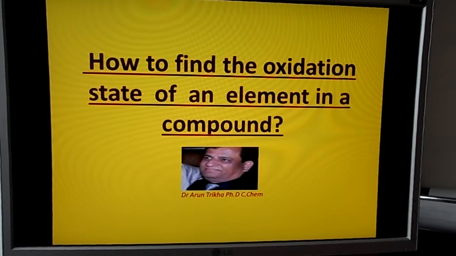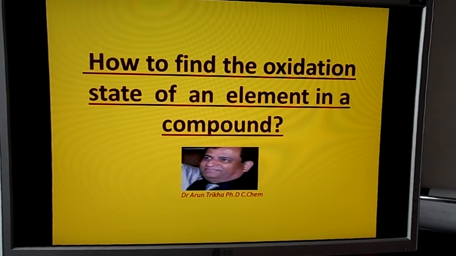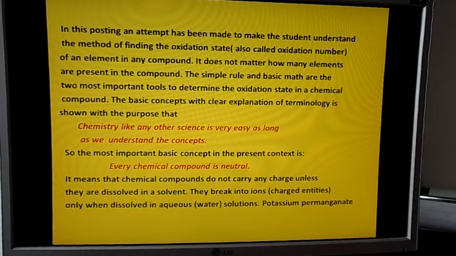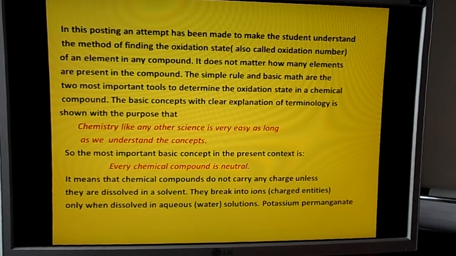In this short video, I will be telling you how to find the oxidation state of an element in a compound. Now, there are a variety of videos available on YouTube or in the media. But what is different in this video is that I will be telling you the basics and the very simple way of finding it. Though it's chemistry, chemistry is like any other science. It's very easy as long as we understand the concepts. So the best thing in all my videos is I will try to make you understand the concepts.